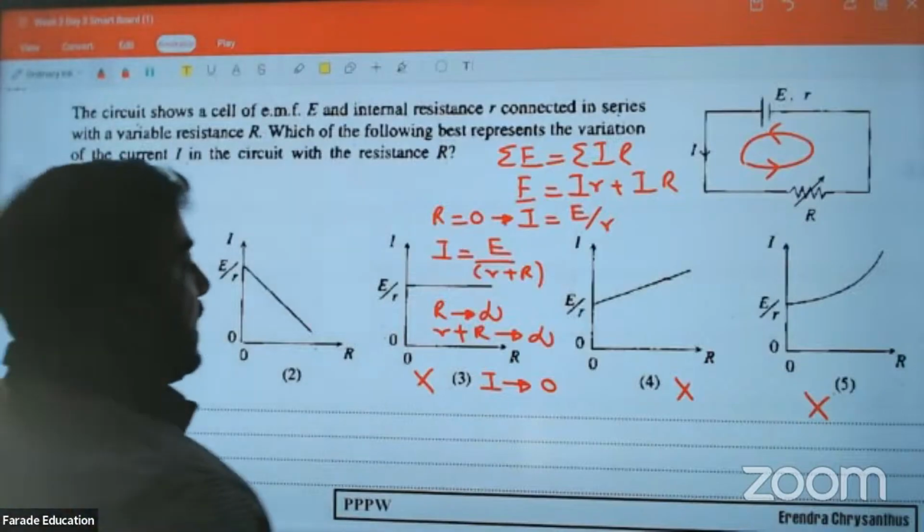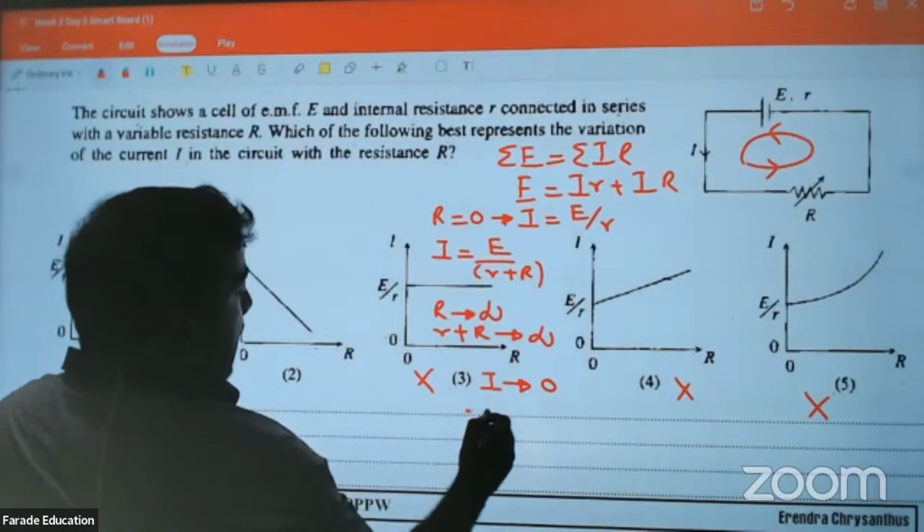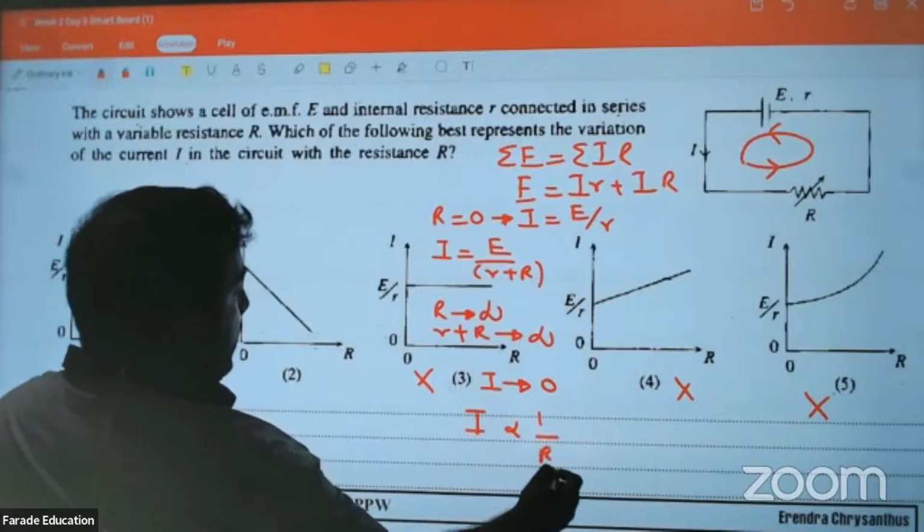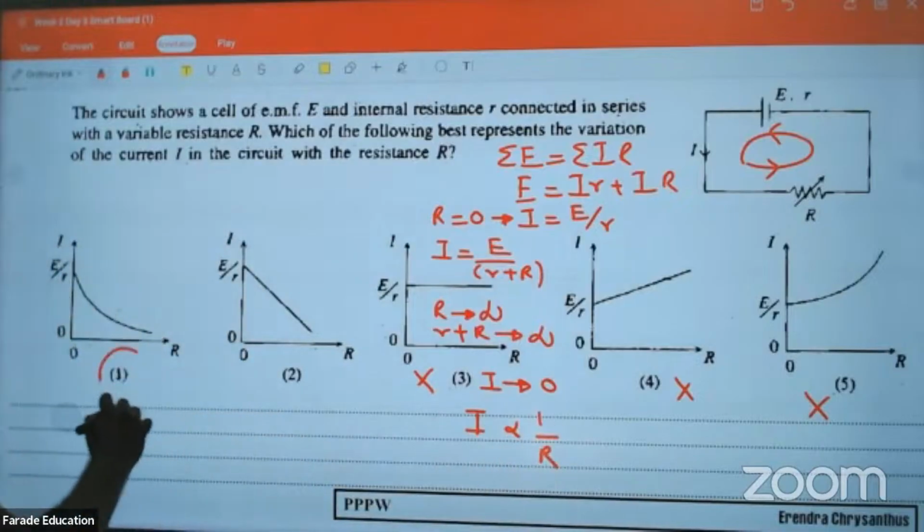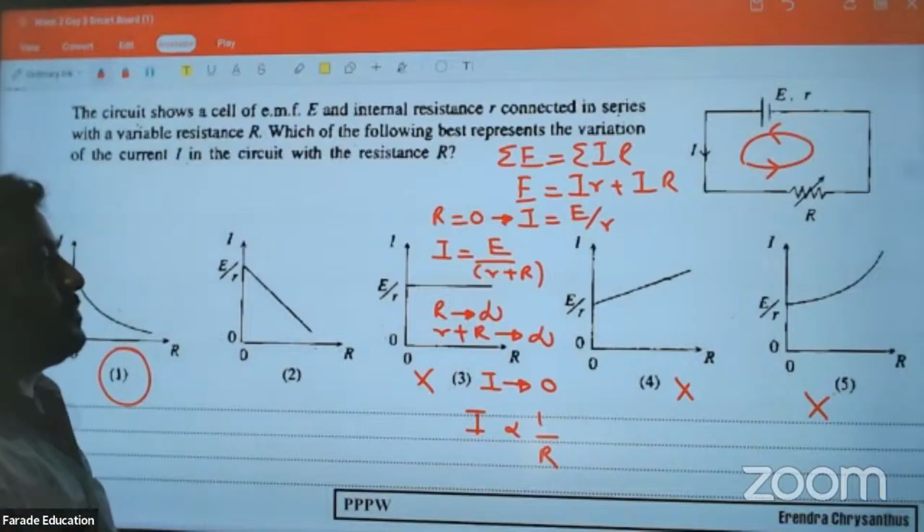Is it a linear variation or a non-linear variation? I and R are inversely proportional to each other. Non-linear variation. The correct answer is answer number 1.